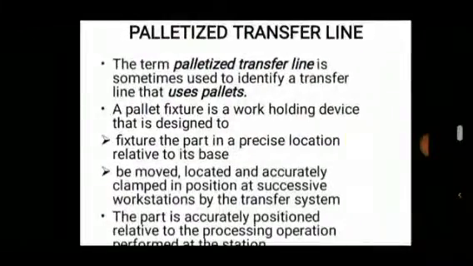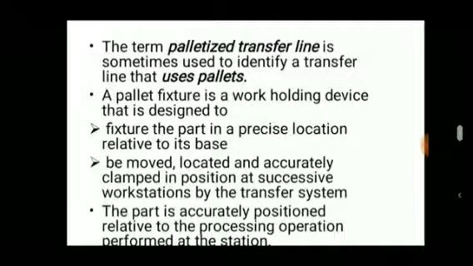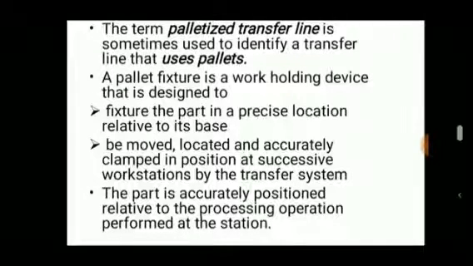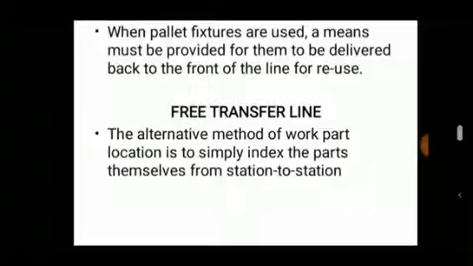Then the palletized transfer line. The term palletized transfer line refers to the use of pallets in the workstations or transfer systems. The pallet fixture is a work holding device designed to hold the workpiece in its correct position so that it can be machined at the workstation. It can be moved, located and accurately clamped in position at successive workstations by the transfer system. The part is accurately positioned relative to the processing operation performed at the station. When pallet fixtures are used, means must be provided for them to be delivered back to the front.